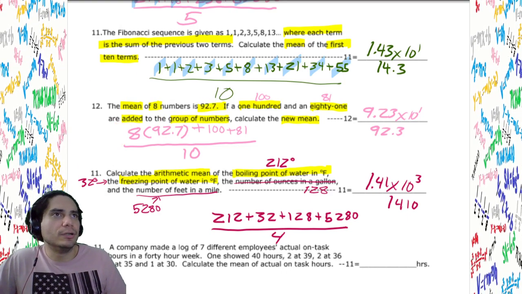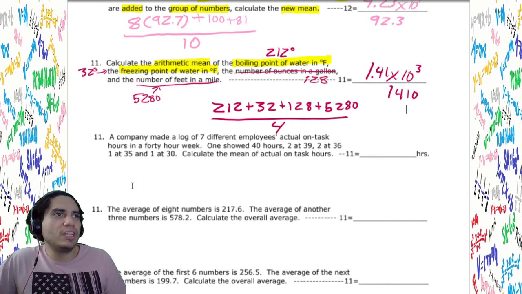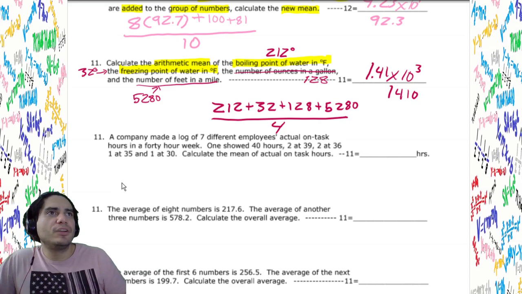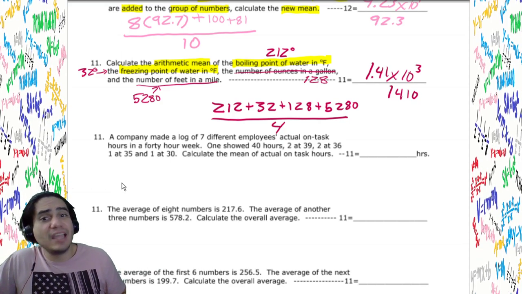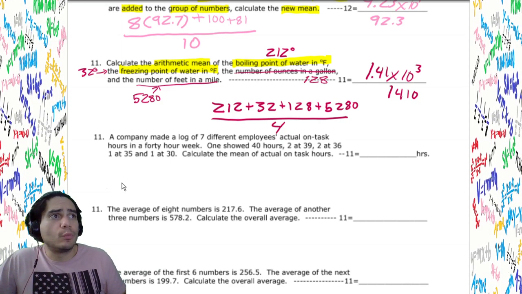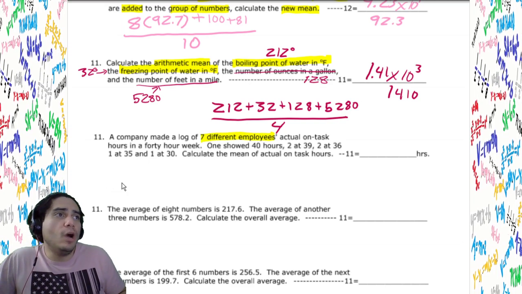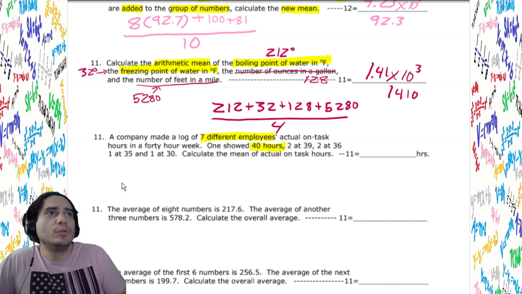Let's keep it going here, all right? So we got ourselves a company that made a log of 7 different employees' actual on-task hours in a 40-hour work week. So we got 7 different employees. We're probably going to add 7 numbers. One showed 40 hours. So we could go ahead and set that up.